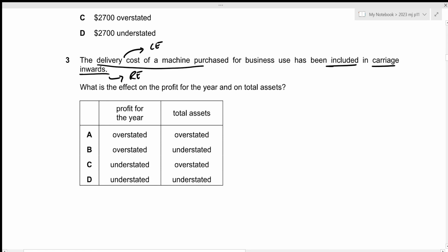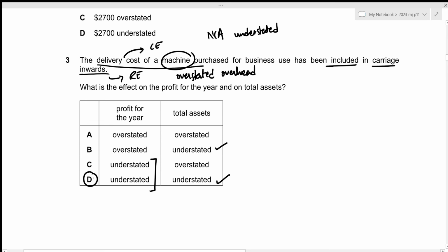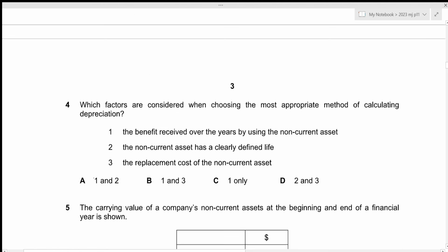So while treating this as revenue expenditure, we overstated our overhead. And whenever overheads are overstated, our profit for the year will be understated. That's given in option C and D. And instead of including this as part of our non-current asset, we included this as revenue expenditure, which means that our non-current asset was understated. So our total assets will also be understated, which is given in B and D. And the correct one for both of these is given in option D. That's the answer we're looking for. Let's move towards the fourth question.